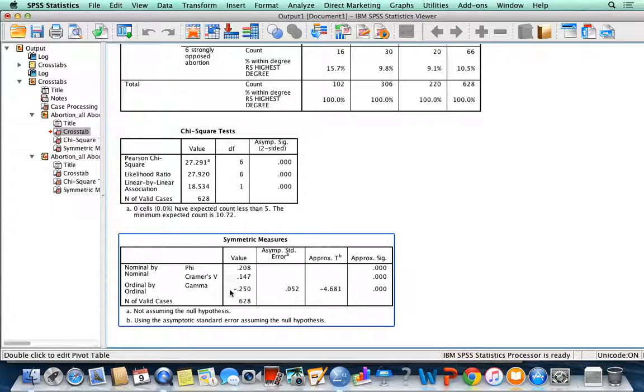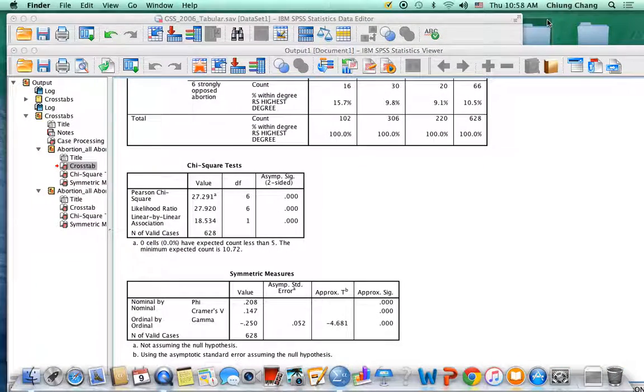But the negative value shows that degree has a negative impact on abortion. So when the degree level goes down, the abortion value will increase. For those people who have a lower level of education, they are more likely to oppose abortion. So that also supports our hypothesis. You said when the degree value is lower, they're more likely to oppose abortion?